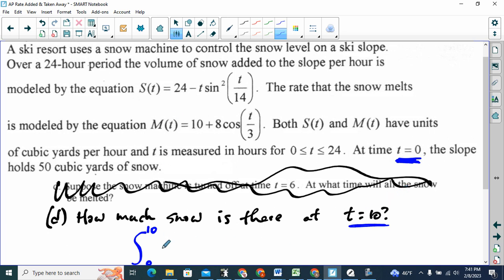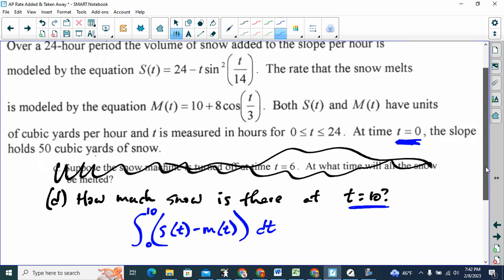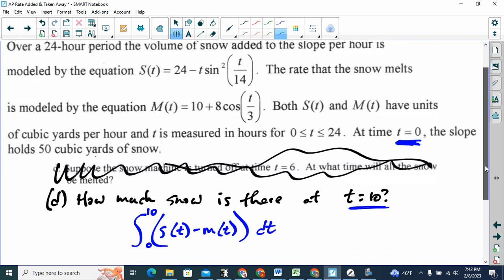And we want to integrate S of t minus M of t, the overall rate of change. Take how much snow's added, subtract the amount of snow that's melted. Don't forget your dt. That is going to tell us how much the amount of snow on the ski slope changes by. We also need to consider that it started with 50 cubic yards. We can just add that at the end here.